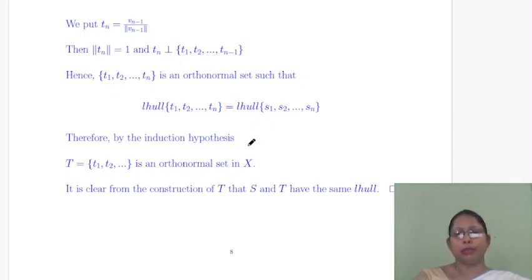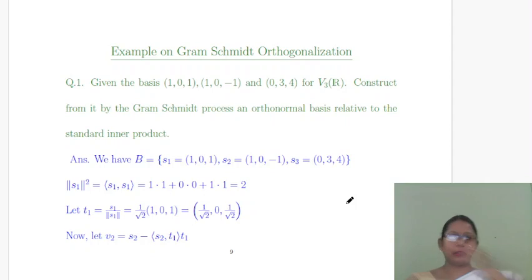Hence by mathematical induction T equal to T1, T2, and so on is an orthogonal set, and from the construction of T it is clear that T and S have the same linear hull, that is linear span. Hence the theorem. Next is an example of Gram-Schmidt orthogonalization.